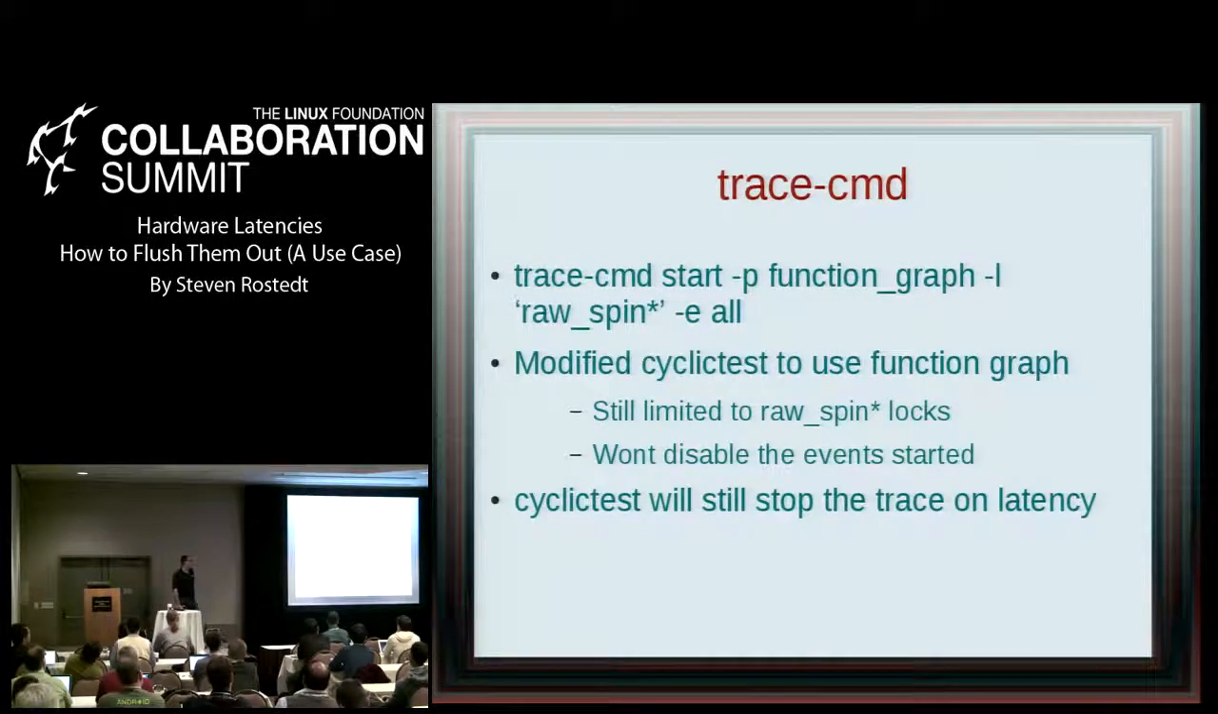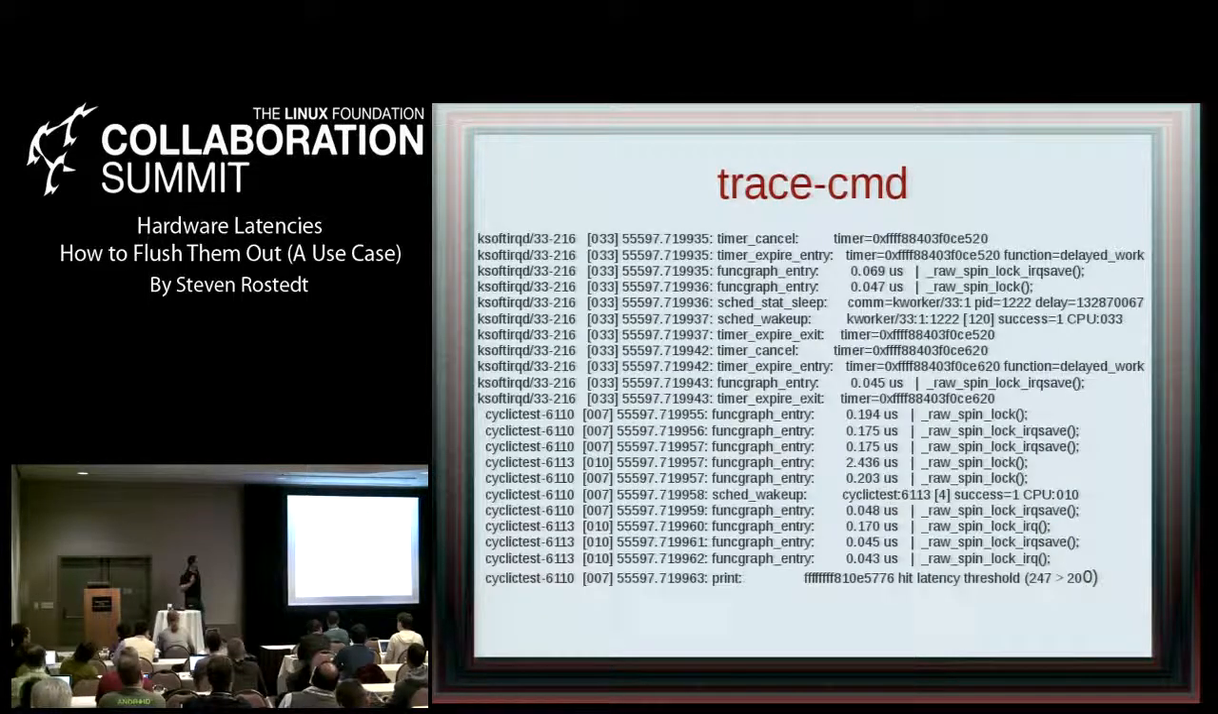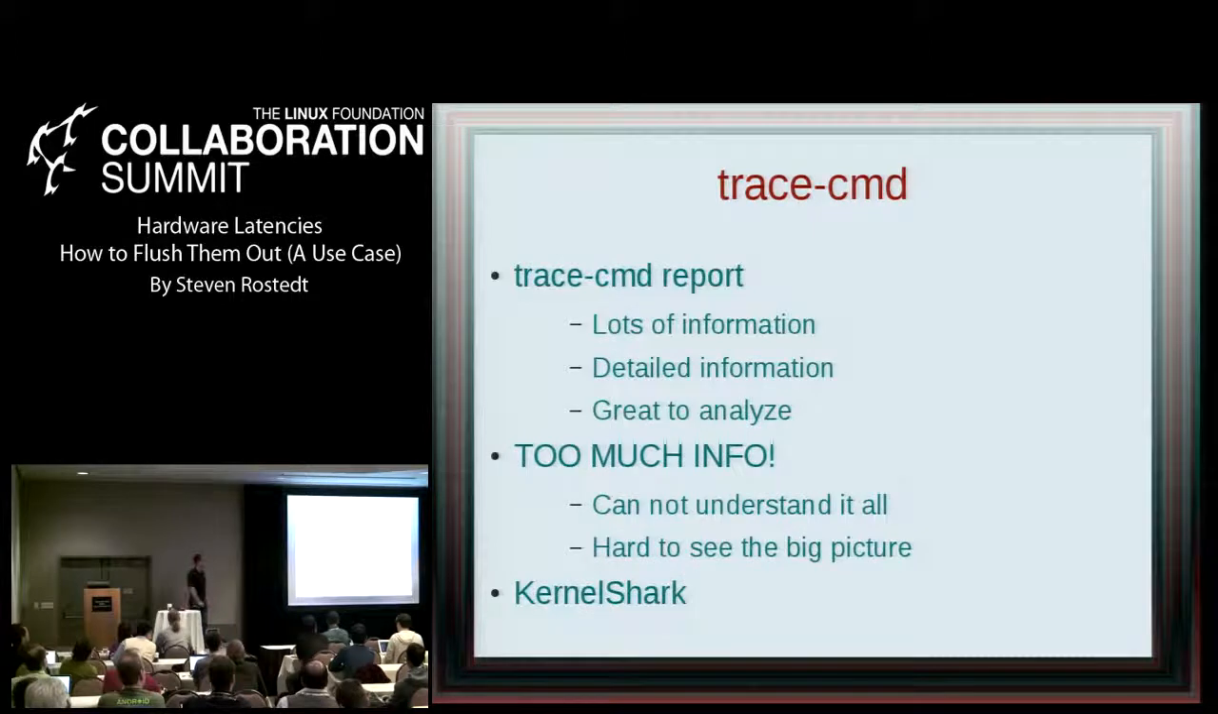So I started playing around with function tracing. And you know, I did the function graph. I already talked about this, right? Oh, and it'll still stop on a latency. So I ran this. I modified it to use, I already told you this. And here's the output from trace command. You understand it? It looks great. You can see the bug, right? This is where trace command report has lots of detailed information, great to analyze, but too much info. You know, TMI. Don't go there.